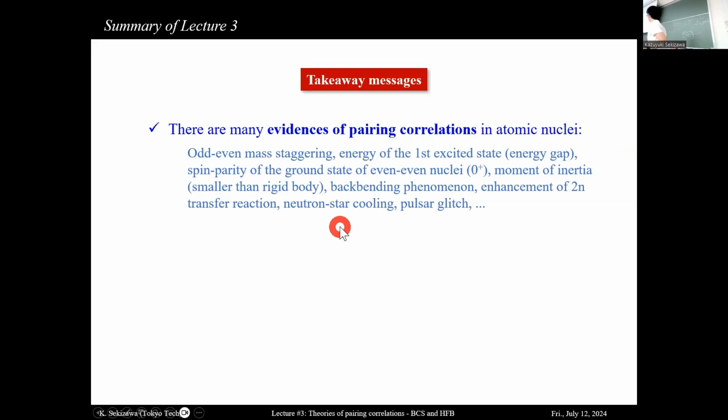And in the 6th or 7th lectures, I will introduce some consequences of pairing or superfluidity in the case of neutron star matter. The pairing correlation also affects stellar properties like neutron star cooling and the pulsar glitch, which is the sudden change of the rotation frequency of a neutron star. And so there are many evidences of the pairing correlations.